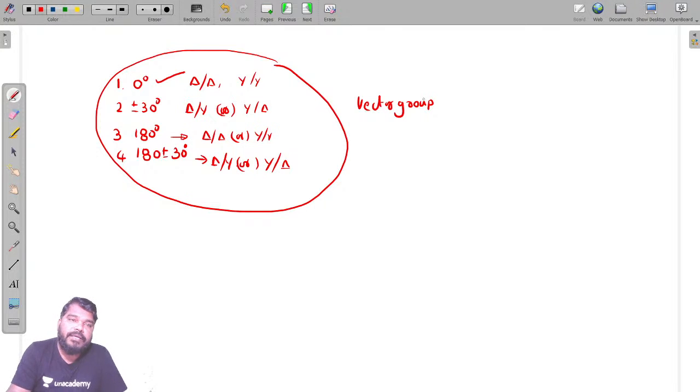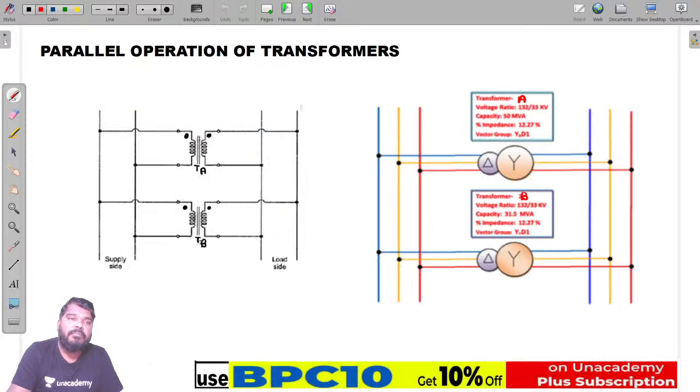So today we will discuss one more important topic, that is the parallel operation of transformers. What is the meaning of parallel operation? When two transformers are said to be in parallel, this is the supply side, this is transformer A, and this is transformer B. Two transformers are connected in parallel.